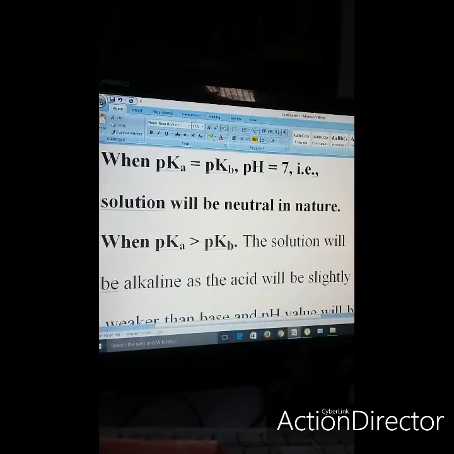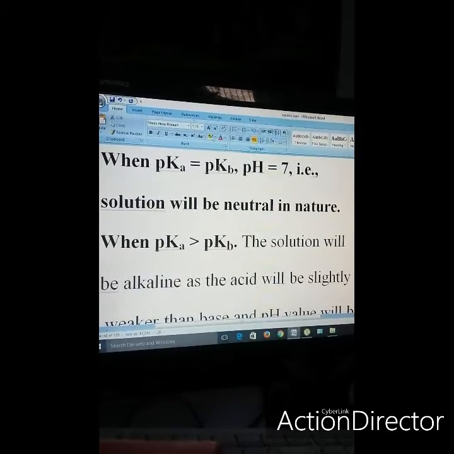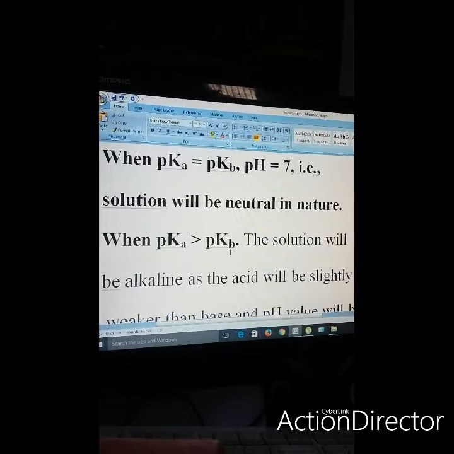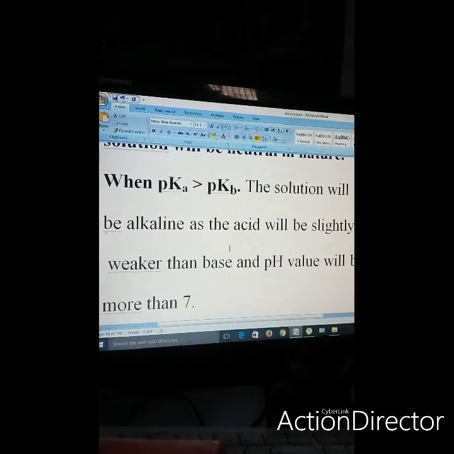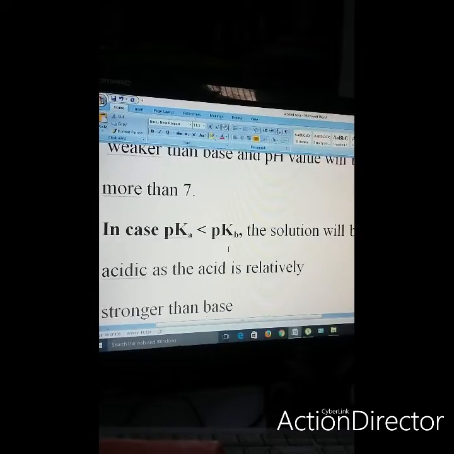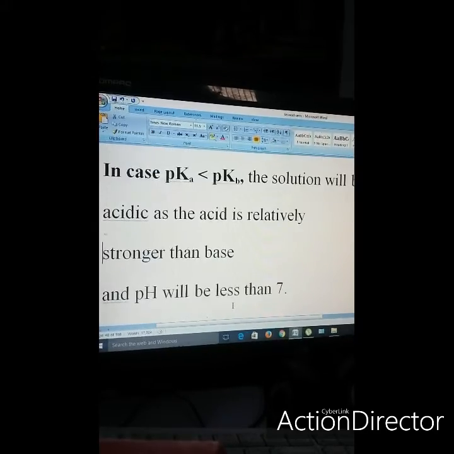Different cases: when the pKa value is equal to the pKb value, then pH will be 7, and the solution will be neutral in nature. When the pKa value is greater than the pKb value, the solution will be alkaline, as the acid will be slightly weaker than the base, and the pH value will be more than 7. And when it is less, the solution will be acidic, since the acid is relatively stronger than the base, and the pH value will be less than 7.